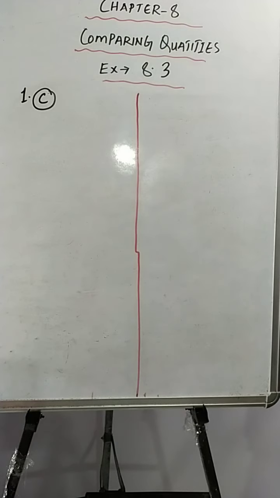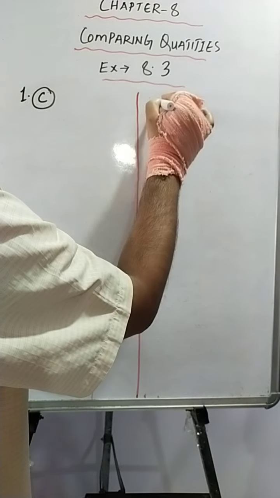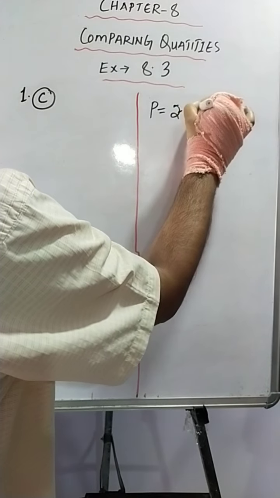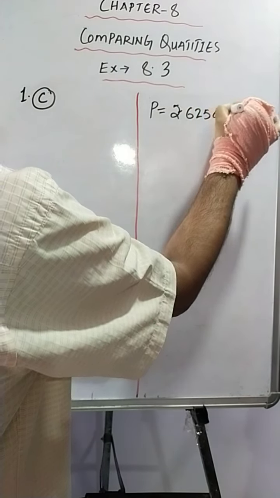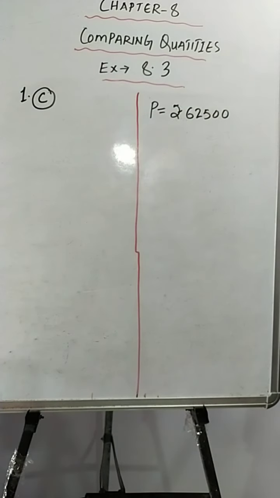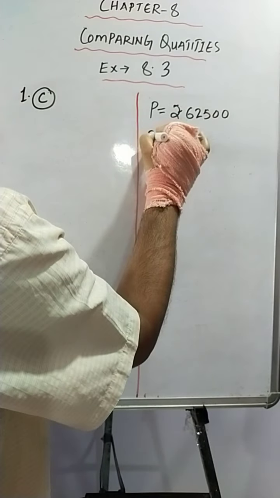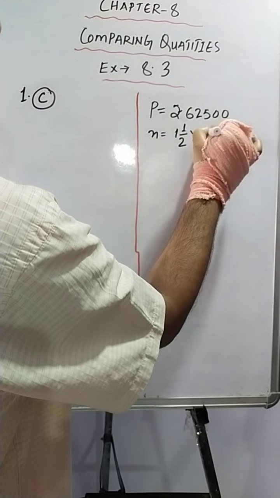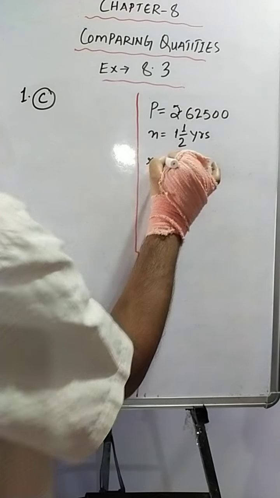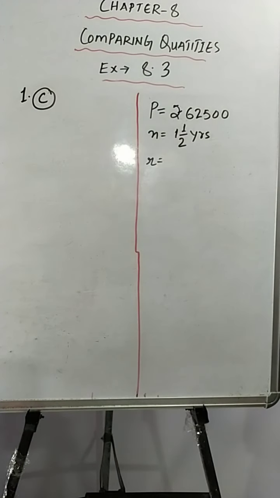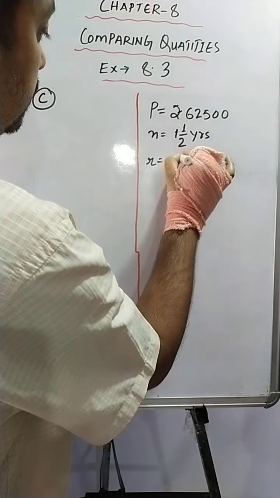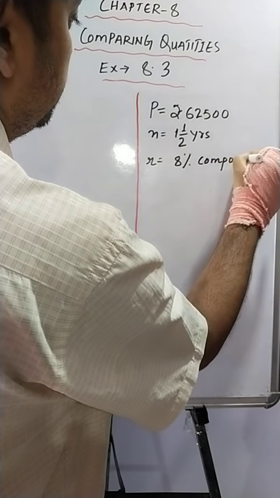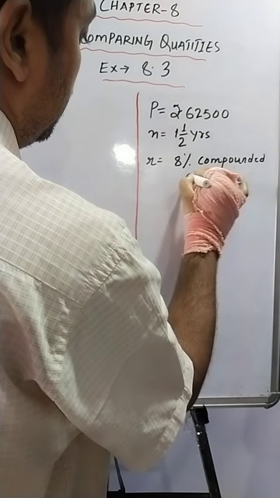Fine, so for question C, we have the principal, so we'll write the principal here, students. Principal is rupees 62500. N is given as 1.5 years, and the rate is given as 8% compounded half yearly. See, they have already written this, compounded half yearly.